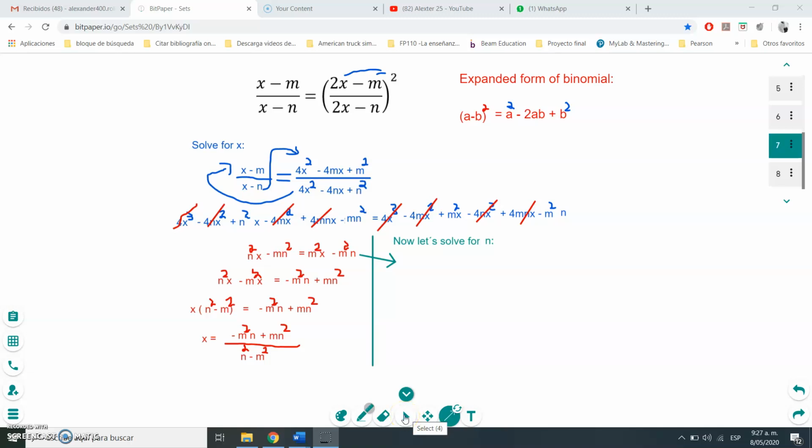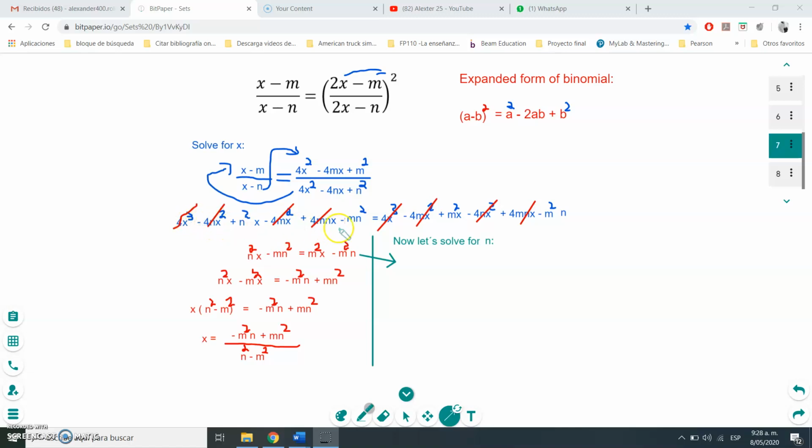Hello guys, so here we are in the next video, and we will continue with the last exercise where we have two fractions and they have an expanded form of binomial. Remember that in the last video we were solving for x, so we had to isolate x, and first of all we organized these terms.